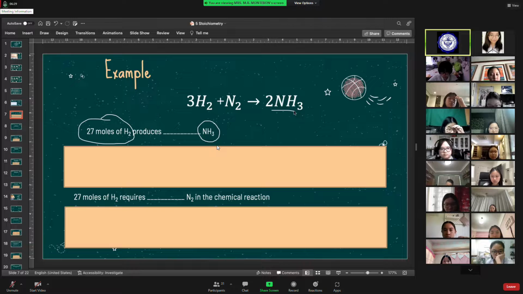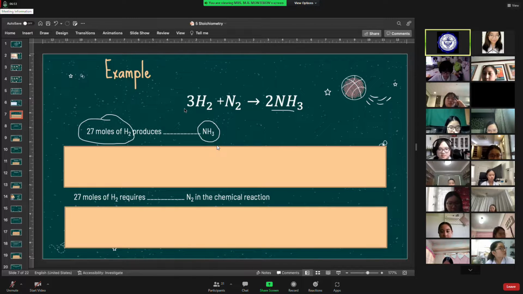Do we need to multiply ba? Do we need to add? Do we need to double up, just like the cake a while ago? What's your thought? Okay, so one of your classmates said that maybe you distribute the coefficient, or maybe you multiply 2 by 27. So what are your other thoughts? And let's see if you are correct.